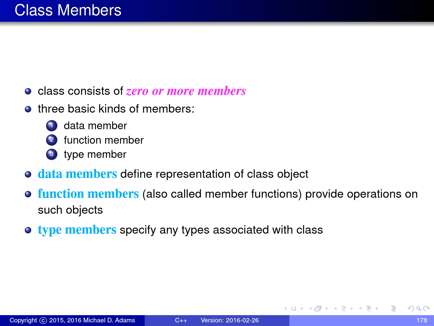Data members basically define the representation of the class object. In other words, whatever internal state is associated with the class object is stored using data members. Function members provide operations on class objects. And then type members specify any types that are associated with a class.